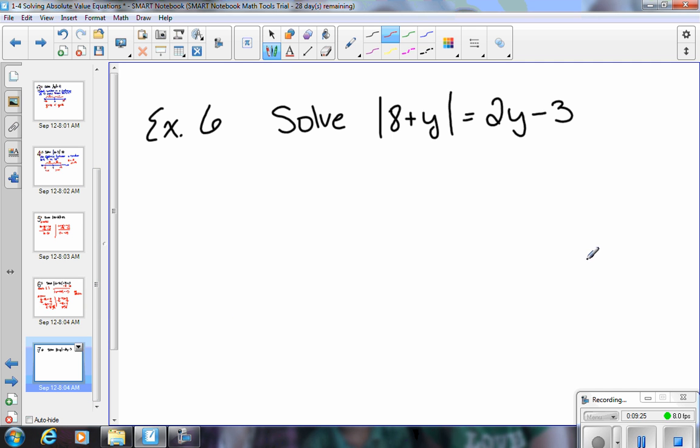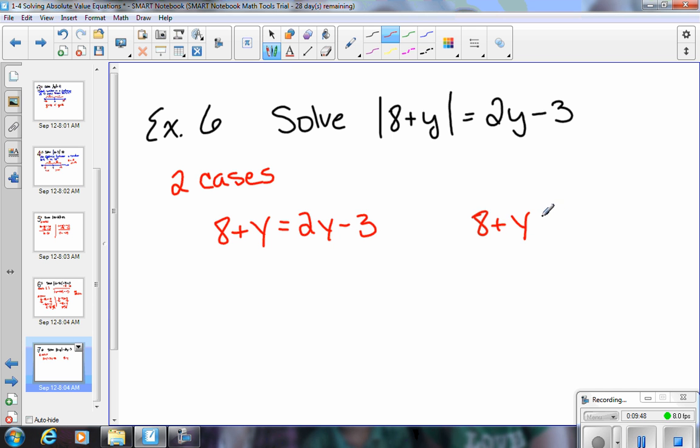One more problem to try. Now the absolute value is already isolated, but you might notice that we have a y, a variable, on the right-hand side as well. You're still going to have 2 cases. So we'll have 8 plus y equals 2y minus 3. And then for the other direction on the number line, we have the opposite of 2y minus 3.